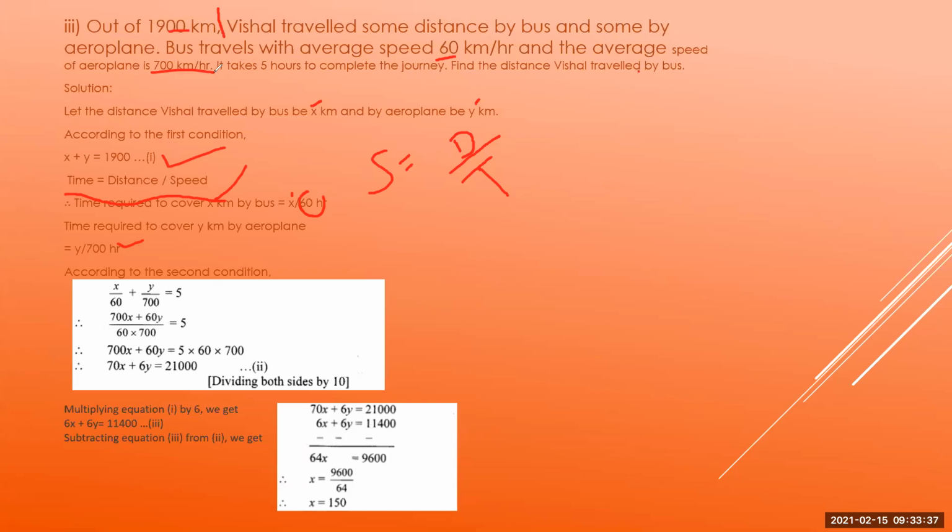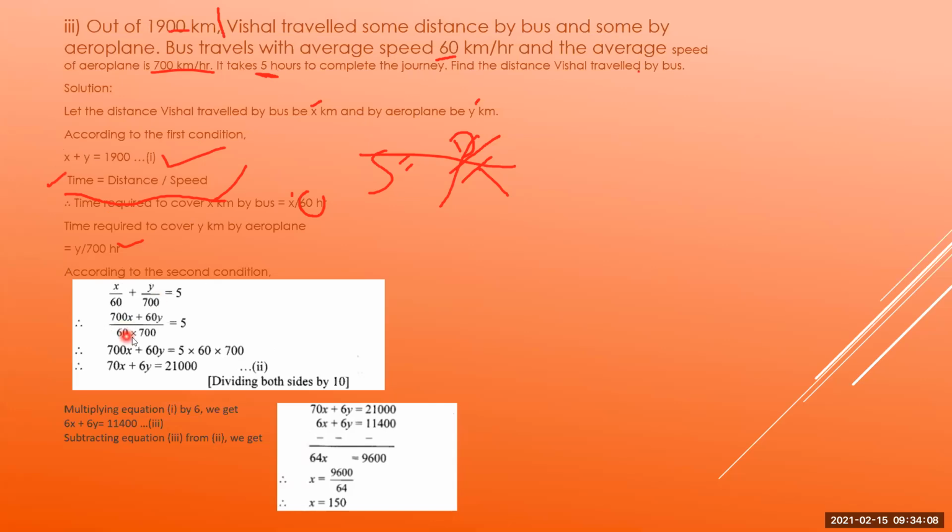Then what is next? The next thing is that the total time we require is equal to 5 hours. So two times we are having, right? Sorry, this was not required. Time is equal to distance by speed. Two times we are having, time for bus and time for y. So x by 60 plus y by 700 is equal to 5.